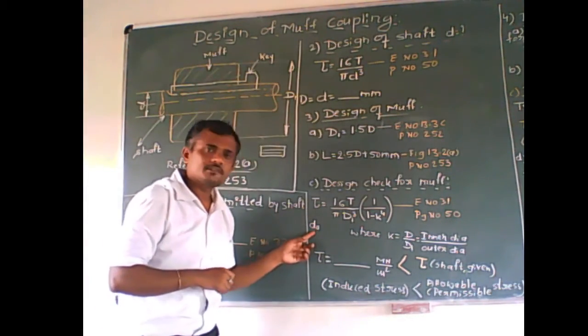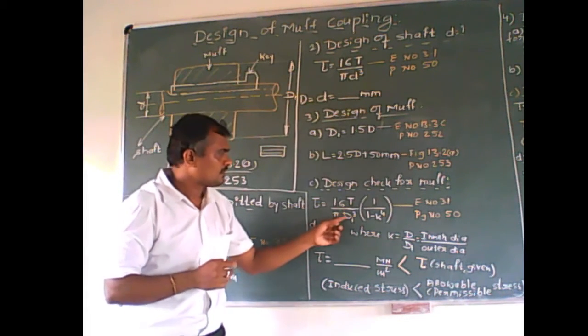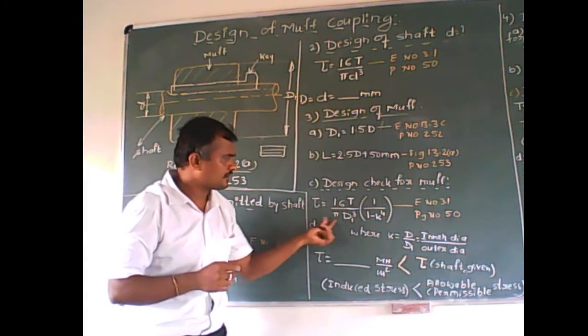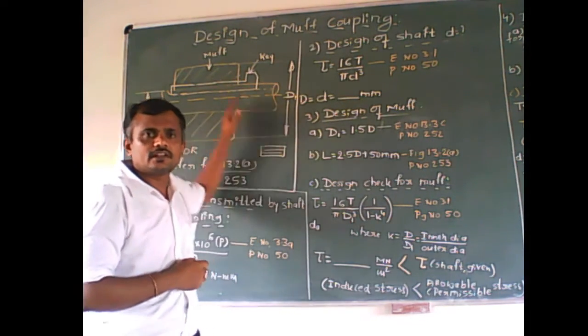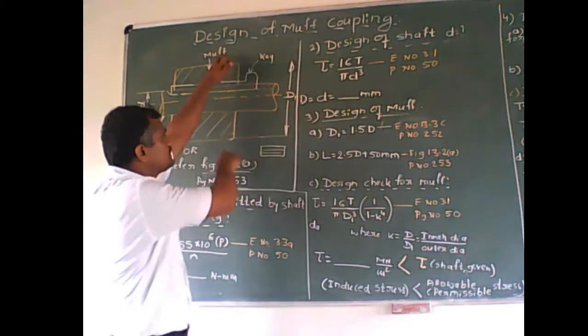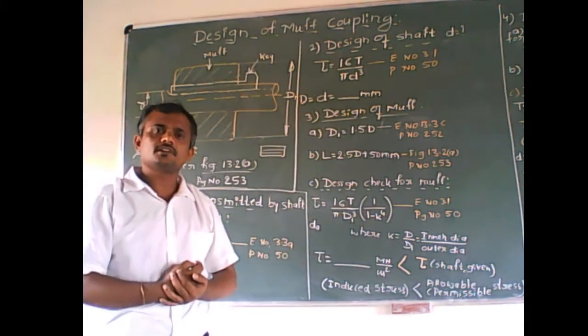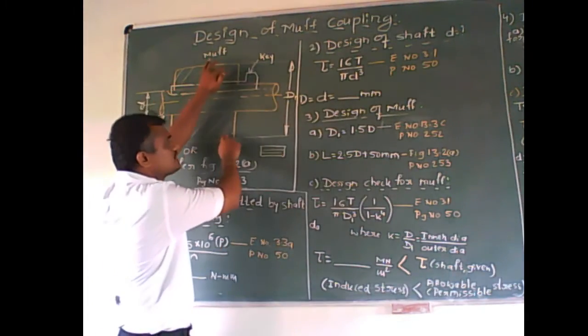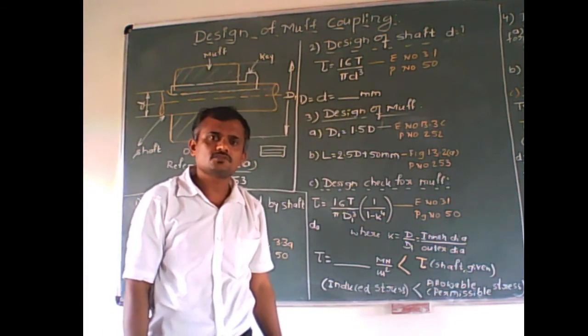Therefore, instead of outer dia and Di inner dia, I have taken the outer as D1. As you know, in our figure, D1 is outer dia, D is inner dia, the diameter of a shaft is inner dia. Therefore, I am taking this as a hollow shaft. Understood what I am saying?